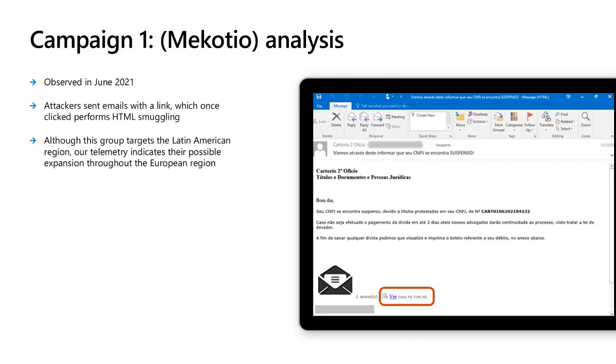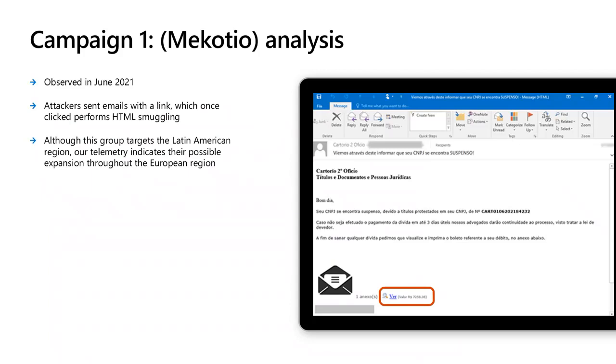of a spear phishing email mentioning the CNPJ, which is a tax number in the Latin American region, saying that it is being suspended and they need to perform some actions at their end. This is in the Portuguese language, which gives us an idea that yes, these are the Latin American regions that usually use this language, and their basic geolocation to be targeted is those regions.